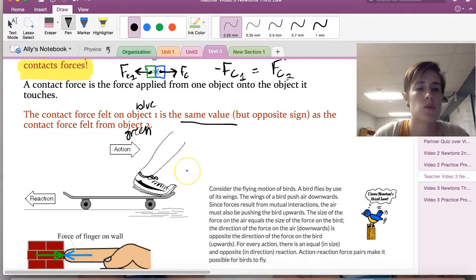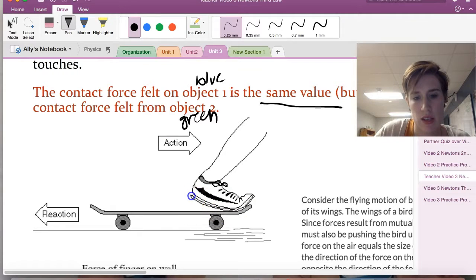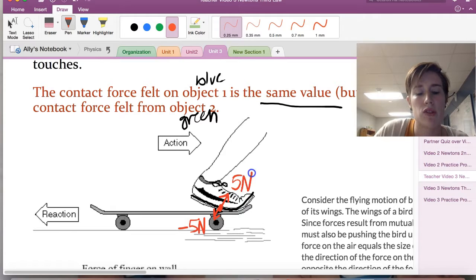So let's talk about how we see this in the real world. We see this shoe is on the skateboard right here. And when the shoe pushes down on the skateboard, let me use a different color, when the shoe pushes down on the skateboard, the skateboard pushes back on the shoe. Okay? And it's the same force. So the shoe pushing on the skateboard, let's say it's pushing on it with 5 newtons downward. The skateboard actually pushes back on the shoe with 5 newtons forward. Okay? These forces are the same exact value.